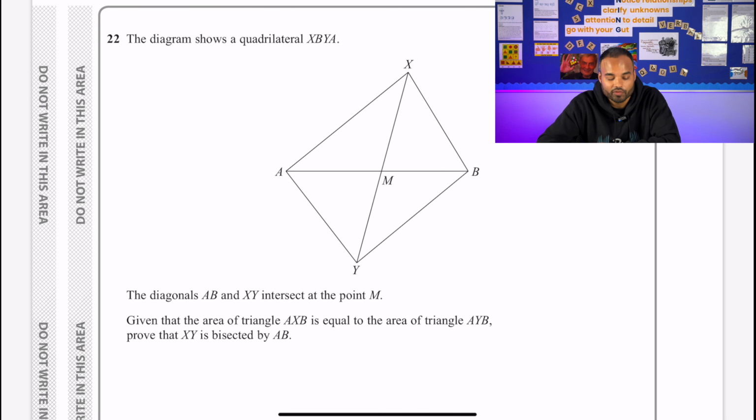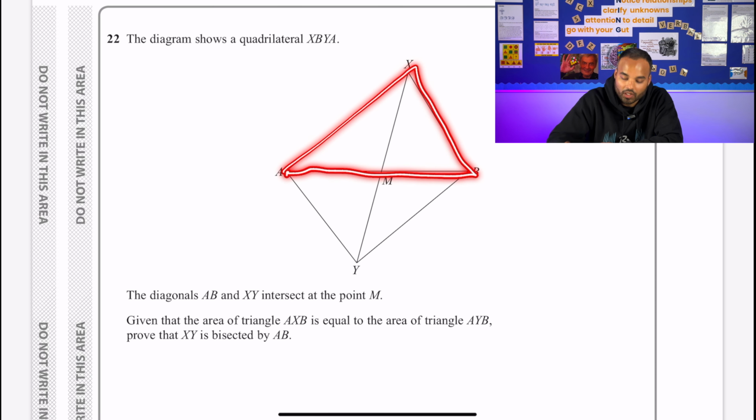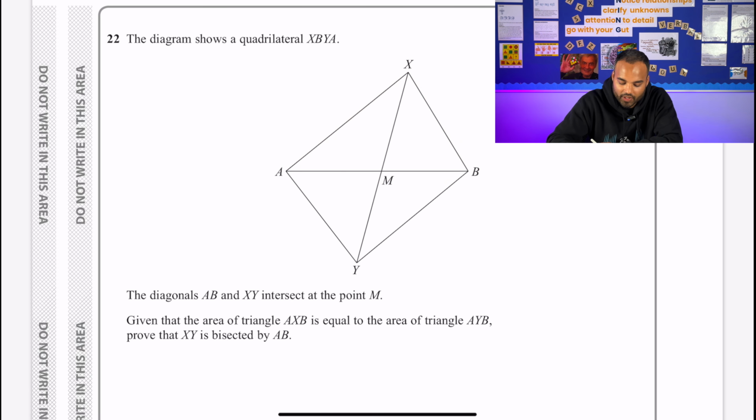If we read the question first, we're told that we have this diagram of a quadrilateral, XBYA. We're not told whether it's a square, a rectangle, a trapezium. It's just a generic quadrilateral. We're told that the diagonals AB and XY intersect at this point M. And we're also told that the areas of triangle AXB, so that's this one that I'm highlighting over here, is equal to the area of triangle AYB, which is this triangle over here. Right, we're asked to show that the diagonals XY and AB bisect each other.